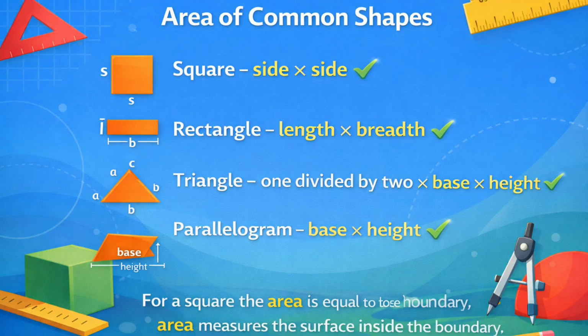For a square, the area is equal to side multiplied by side. For a rectangle, the area is equal to length multiplied by breadth. For a triangle, the area is equal to 1 divided by 2 multiplied by base multiplied by height. For a parallelogram, the area is equal to base multiplied by height.